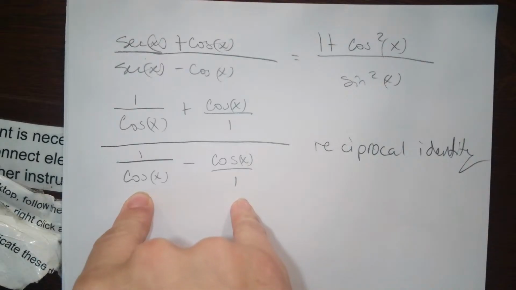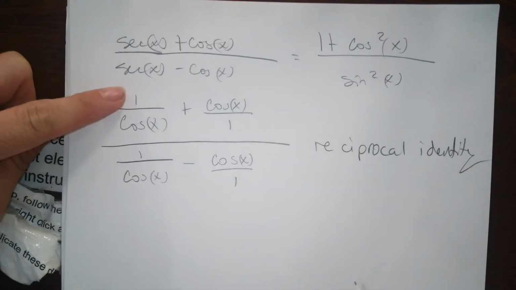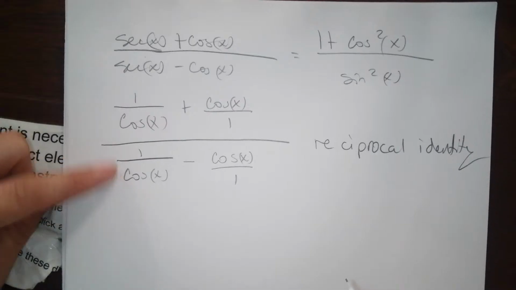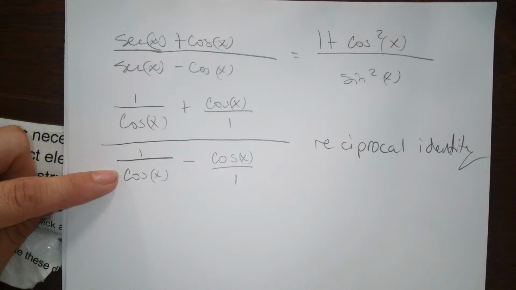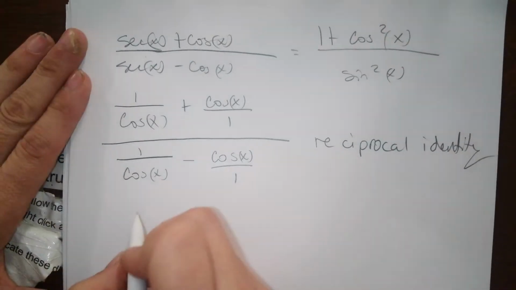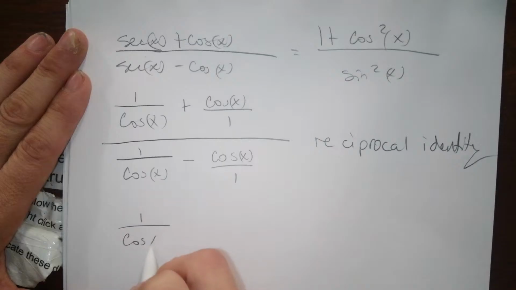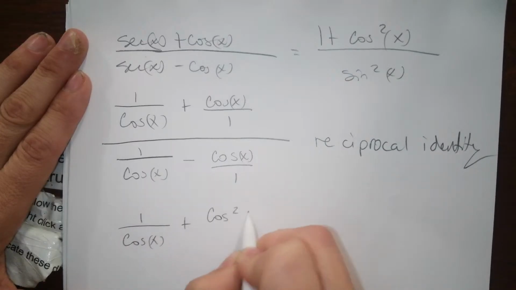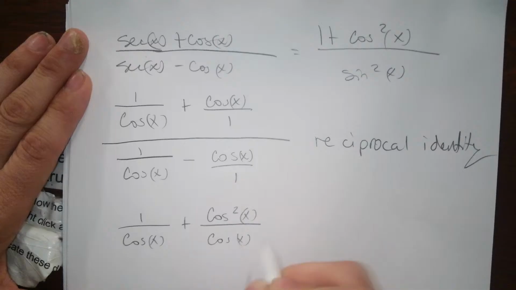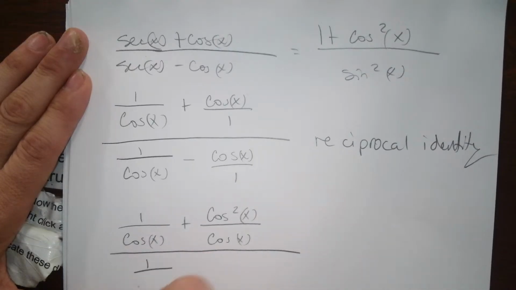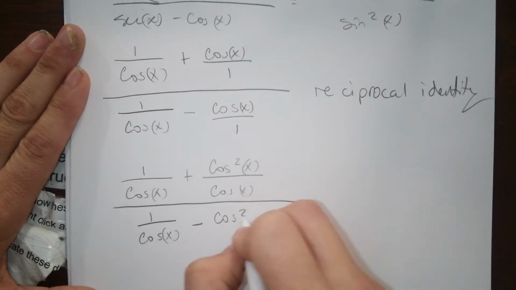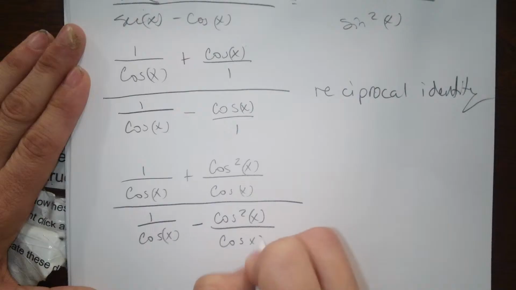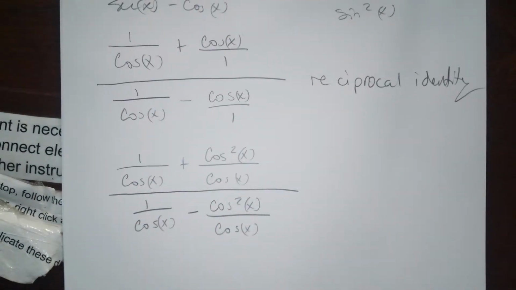Same exact thing but subtraction. So I'm going to do it all in one fell swoop. This already has cosine in the denominator. This already has cosine in the denominator. I have to force these fractions to have cosine in the denominator. How do I do it? Multiply by cosine. So I'm going to have 1 over cosine of x plus cosine squared of x over cosine of x, over 1 over cosine of x minus cosine squared of x over cosine of x. Is that okay?